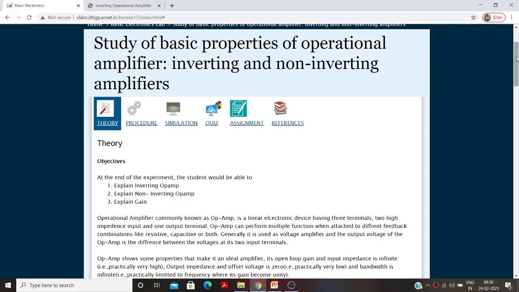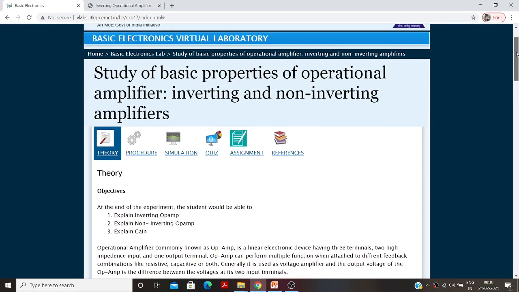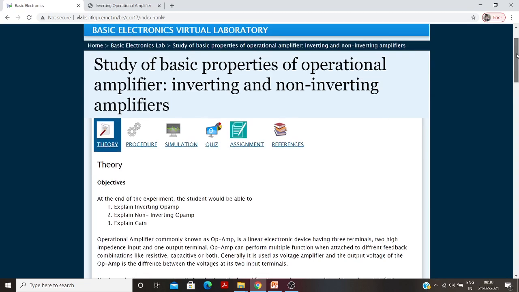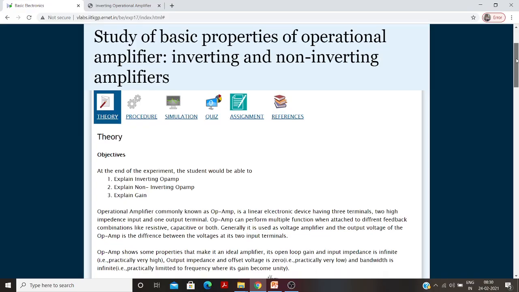In this lecture we will discuss the inverting and non-inverting operational amplifier. In the previous lecture, we discussed the ideal characteristics and practical characteristics of the operational amplifier, and the block diagram of the operational amplifier. If you have not watched that video, please go to the playlist and watch the entire video, and then we'll start with the inverting and non-inverting amplifier.